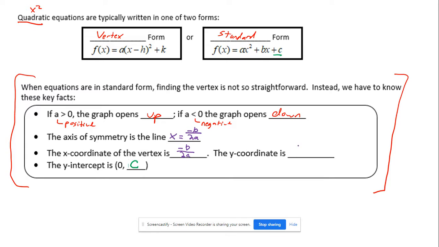Now the y-coordinate is going to be really tricky. The y-coordinate is f of negative b divided by 2a. And what that means is we're going to plug the x-coordinate back into the original problem to get the y-coordinate. You'll see that in the example. What this is saying is, whatever we got for the x, plug it back into the original problem to get the answer.